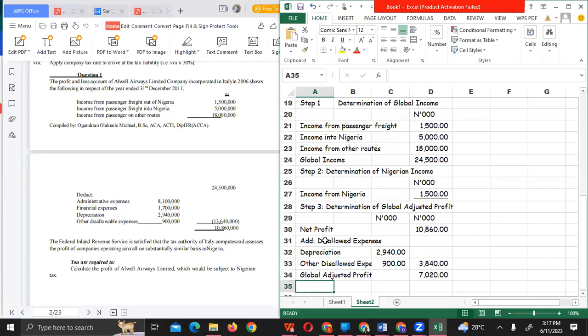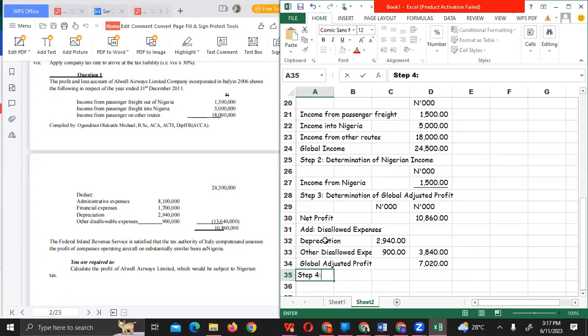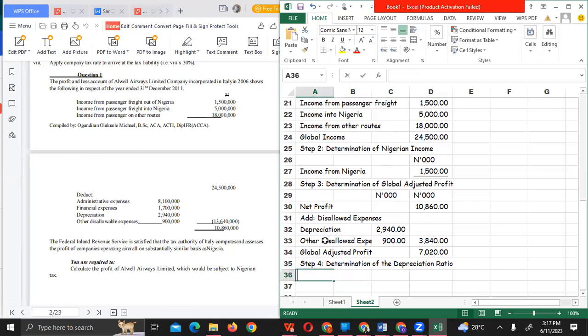The next thing I will now do is to determine the depreciation ratio. Step four, determination of the depreciation ratio. To determine the depreciation ratio, all I need to do is that depreciation ratio DR equals depreciation. Excuse me, sir. Yes. This depreciation and are we not supposed to add it back? I said add, sorry. I was supposed to put this in. Sorry, that was a mistake.